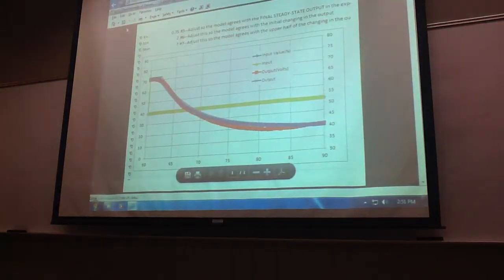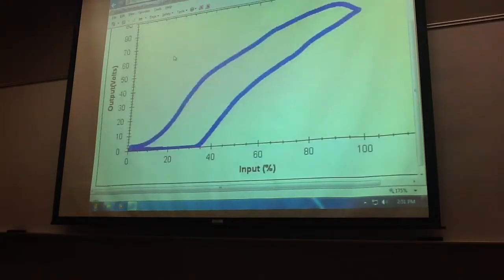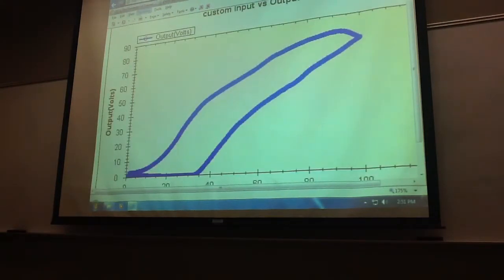And teal will be the same thing. The step down is 7. So somewhere between 5 and 7. Use whatever you want. Oh, there's your SSOC for, isn't that cool?